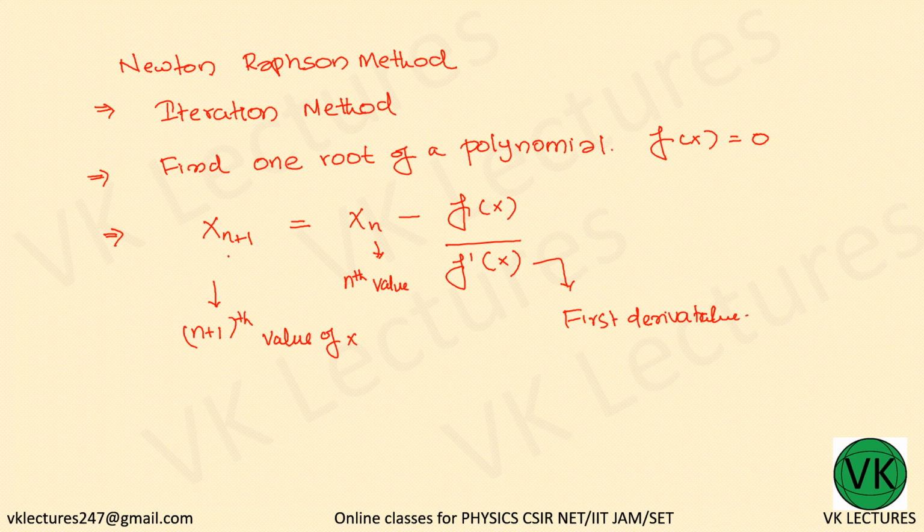Now you can write here f of xn, that is f of x at x equal to xn. This is also the same, f dash of x is nothing but f dash of x at x equal to xn. This is the nth value or the present value. N plus 1 is the next value or n plus 1th value.